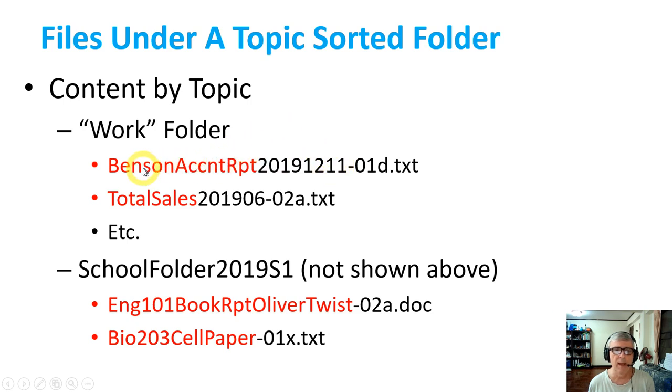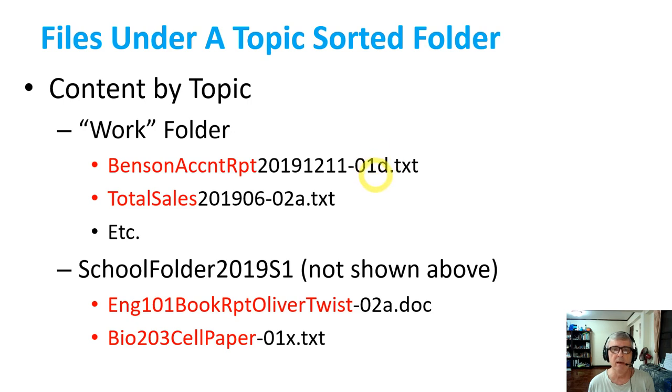What that will allow me to do is to have multiple Benson account reports for, say, 2019, 2020, 2021, or by month, say 2019-12. I guess the next one would be 2020-01, 2020-02, 2020-03, etc., etc.